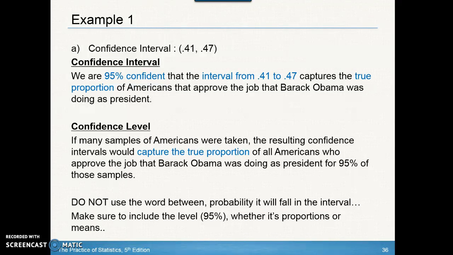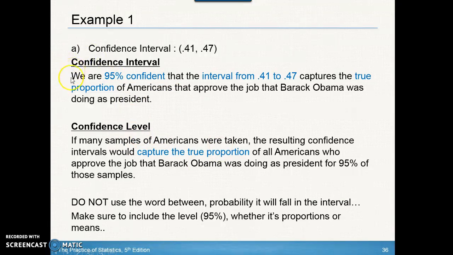Okay, so here's our confidence interval. We just did the calculations right here. Now, remember, the confidence interval is an interpretation of what the interval means, and you will have to do this every single time you construct a confidence interval. With a confidence level, you only have to give this interpretation if it's asked for.